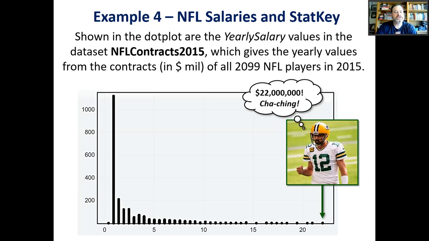So look at the population distribution. Way, way, way skewed to the right. There's a few outliers, right? Your Drew Breeses and Russell Wilsons and these guys skew the distribution way to the right. The vast majority of NFL players make around $500,000 a year.